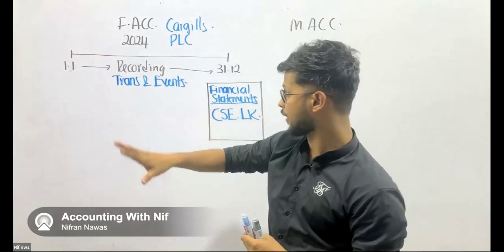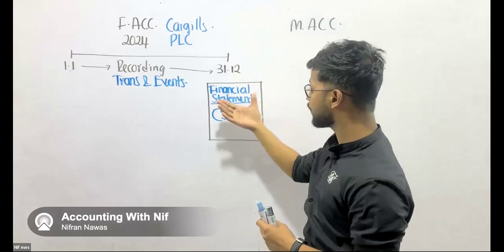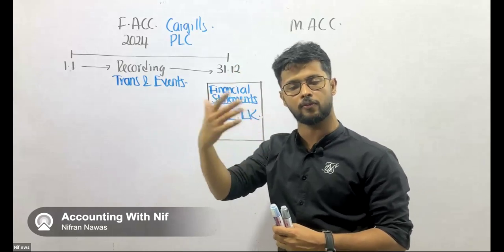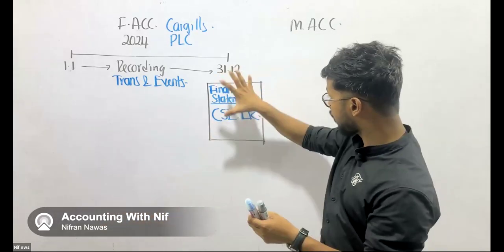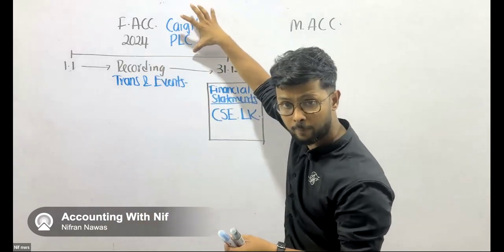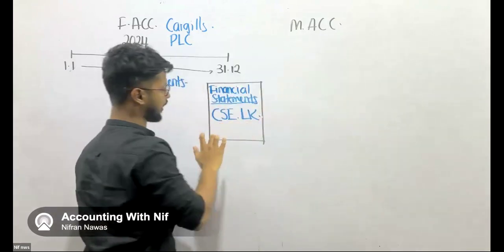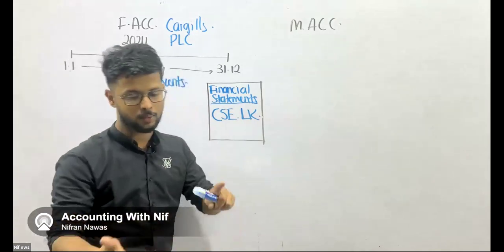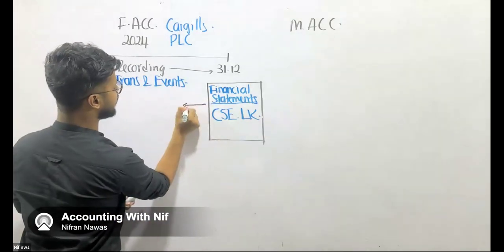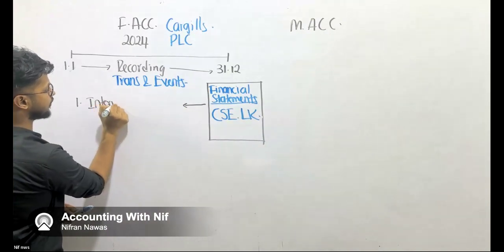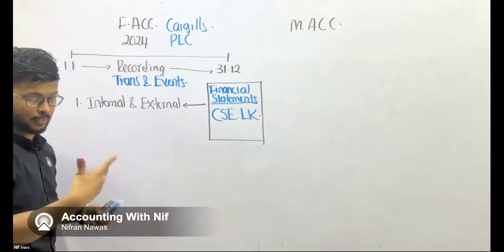So the financial accountant of Cargills will record all the transactions and events of Cargills with regard to 2024. Then towards the end of the year, he will prepare the financial statements. There are 5 types: SOPL, SOFP, SOCF, SOCIE, and notes, policies, and disclosures. You know that, right? And towards the end of the year, he has to upload this on csc.lk. In a minute, I'll show you how the report is prepared. This statement is provided for internal stakeholders as well as external stakeholders.